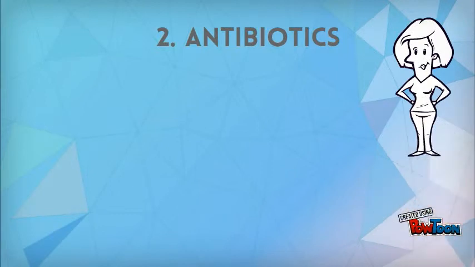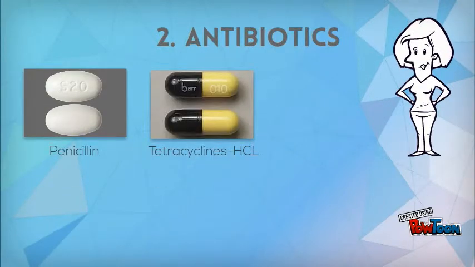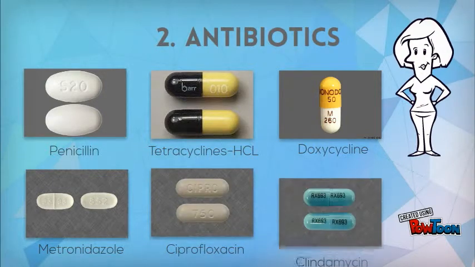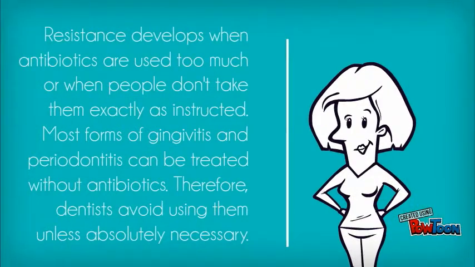Antibiotics. Several antibiotics have been used to treat aggressive oral disease. They include penicillins, tetracycline HCl, doxycycline, metronidazole, ciprofloxacin, and clindamycin. Resistance develops when antibiotics are used too much or when people don't take them exactly as instructed. Most forms of gingivitis and periodontitis can be treated without antibiotics. Therefore, dentists avoid using them unless absolutely necessary.